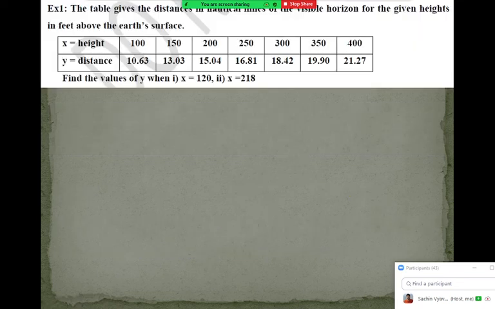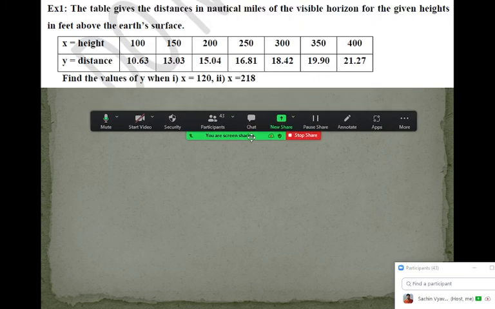So come to the example here. I hope you can all read the question. We are given a table of distances in nautical miles of the visible horizon for the given heights in feet above the Earth's surface. Sometimes the question is descriptive like this. In some cases, just the values of x and y are given, because our main interest is to get those table values x and y and to predict the functional value.